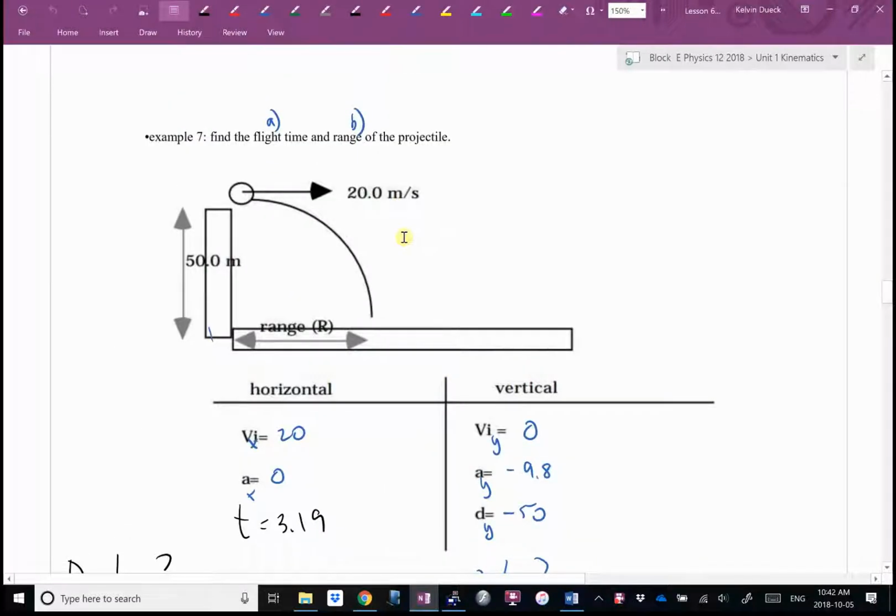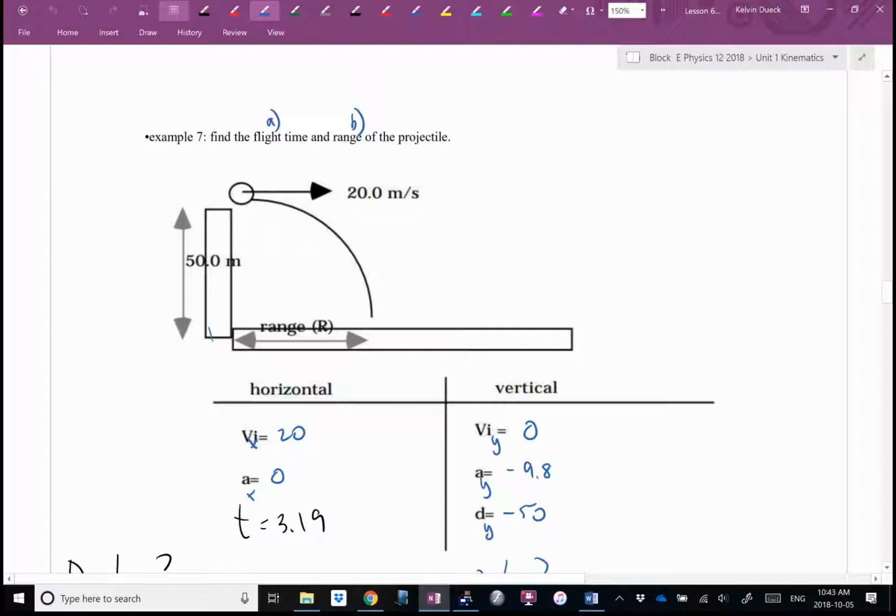launching horizontally from a cliff. I asked you to find the range given the height. I could also ask you to find the height given the range. You would just have three things in this column. You would still spend most of your time finding time. And once you have time, the question falls apart.